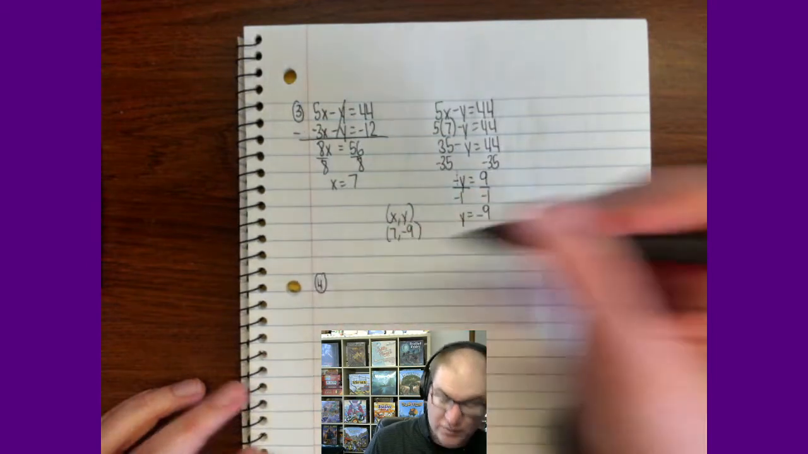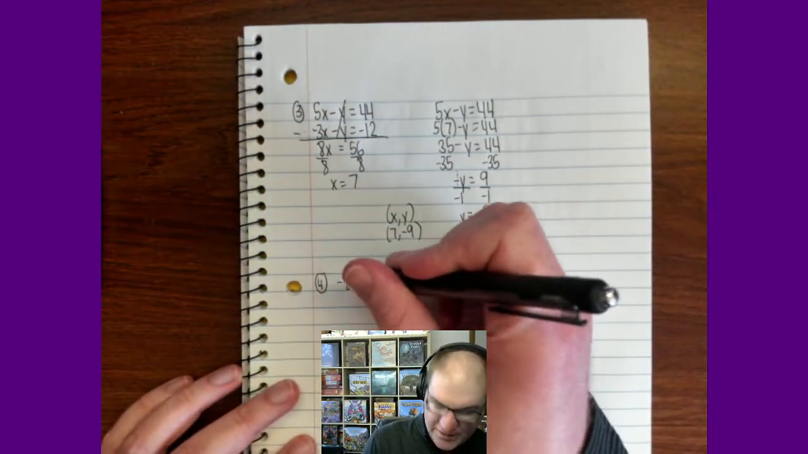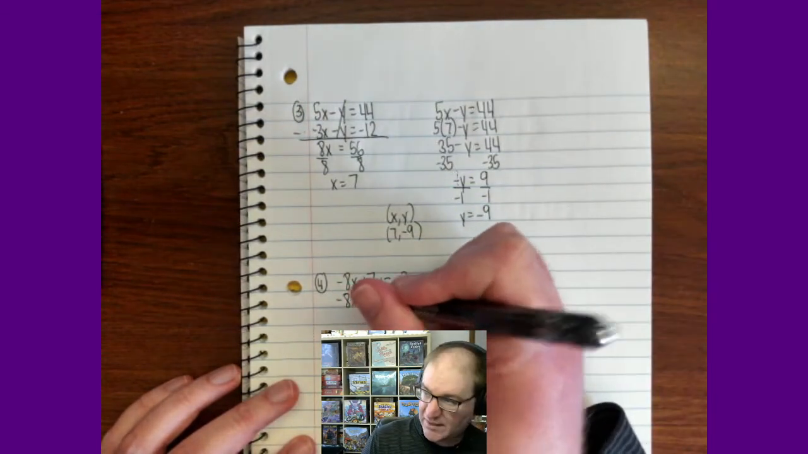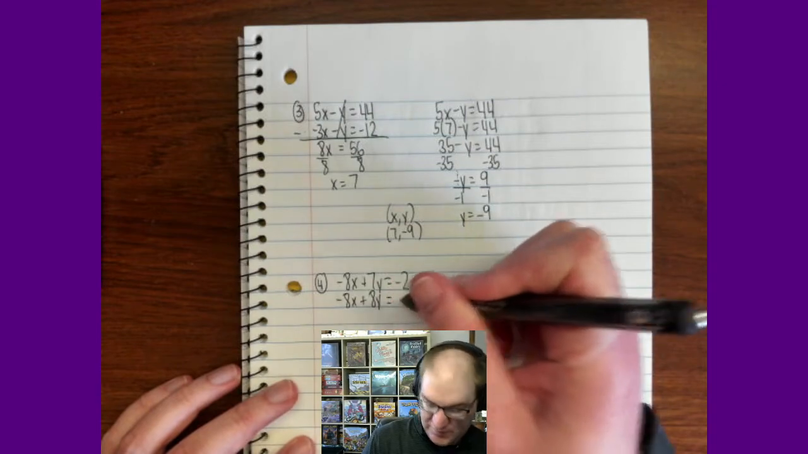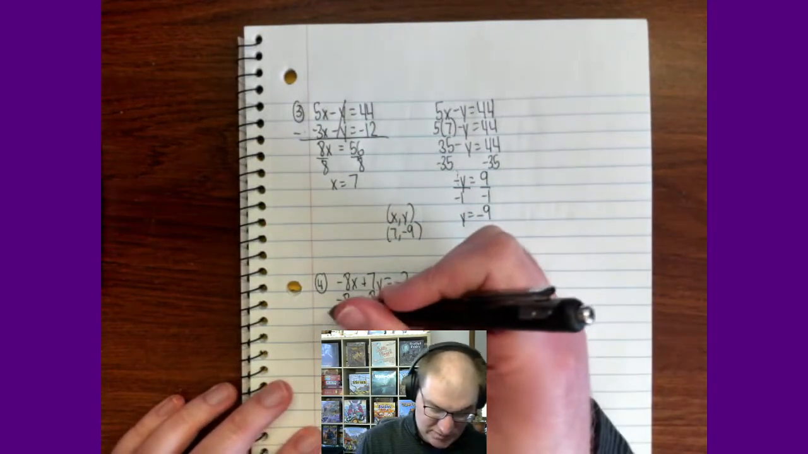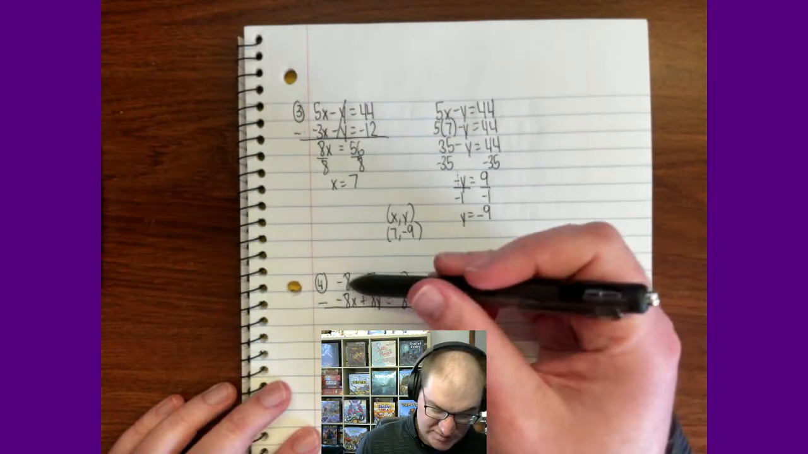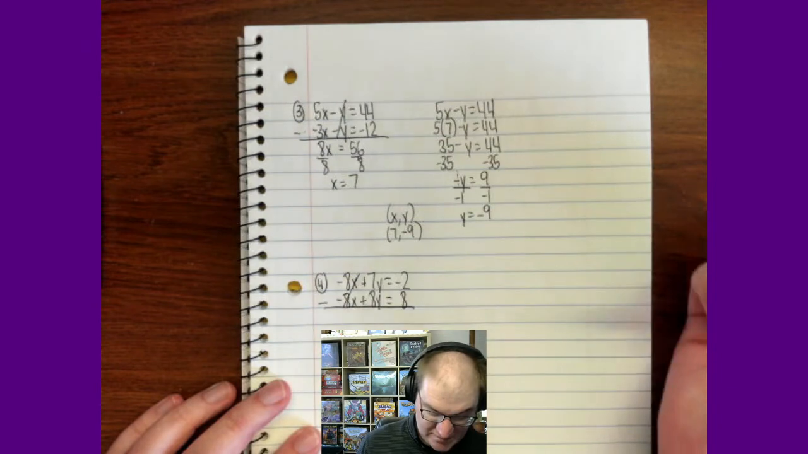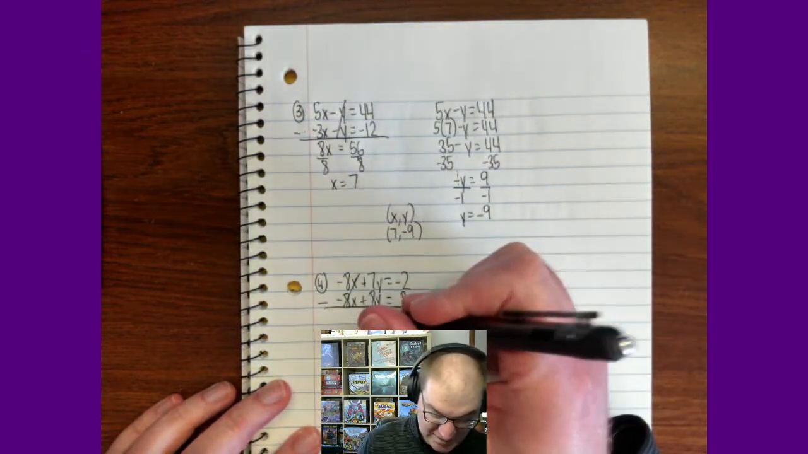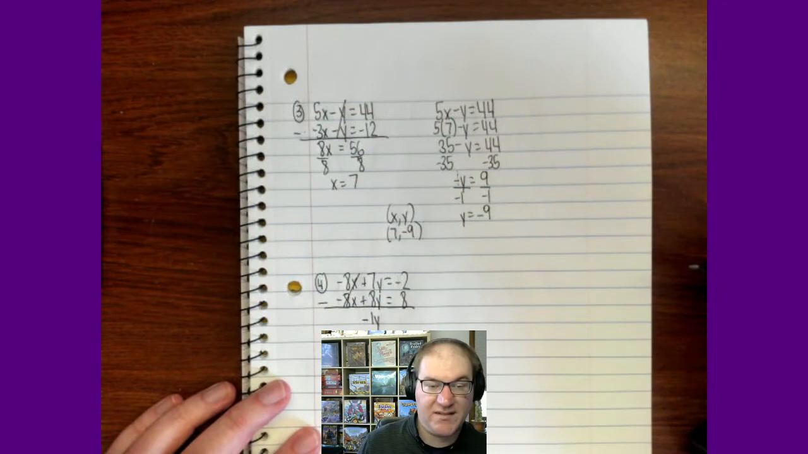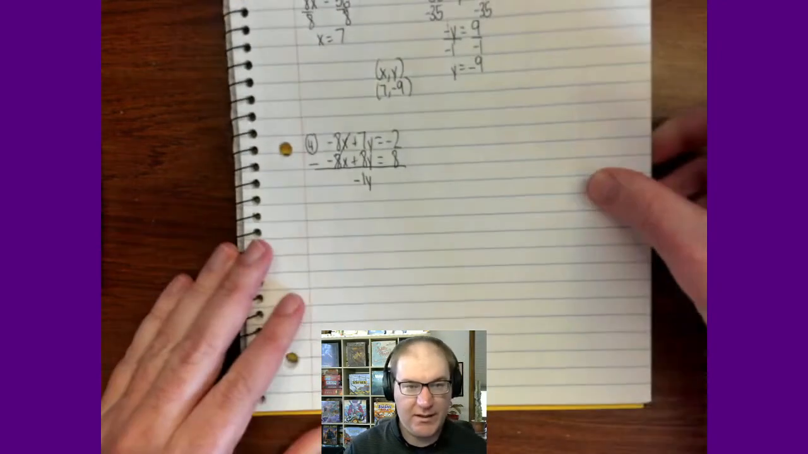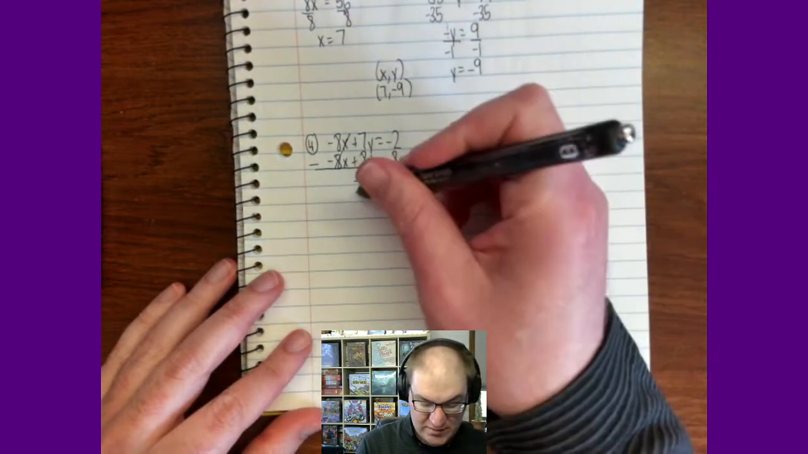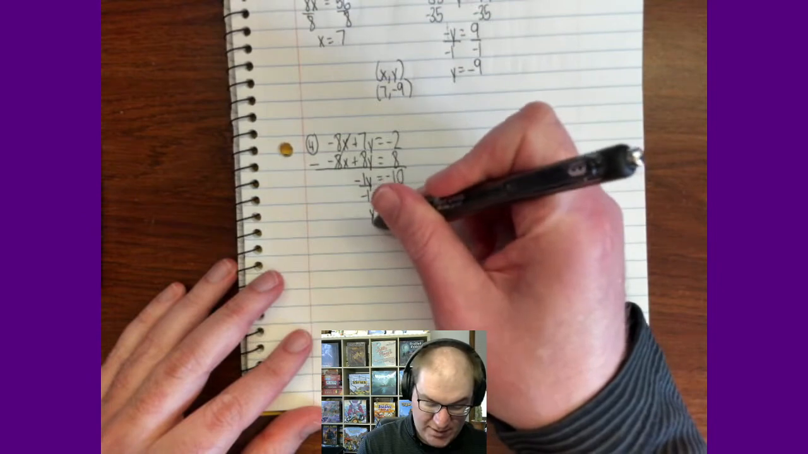And last problem, number 4. Last problem for me, that is. You have some more to do after this. Negative 8x plus 7y equals negative 2. And negative 8x plus 8y equals 8. When we use elimination method using subtraction, what's the difference between those two? There is no difference. What's 7y minus 8y would be negative 1y, right? 7 minus 8 is negative 1. And then negative 2 minus 8 is negative 10. Let's divide both sides by negative 1 and get y equals 10.